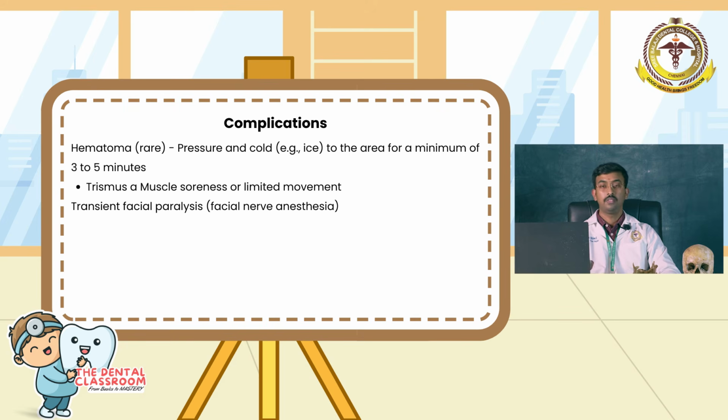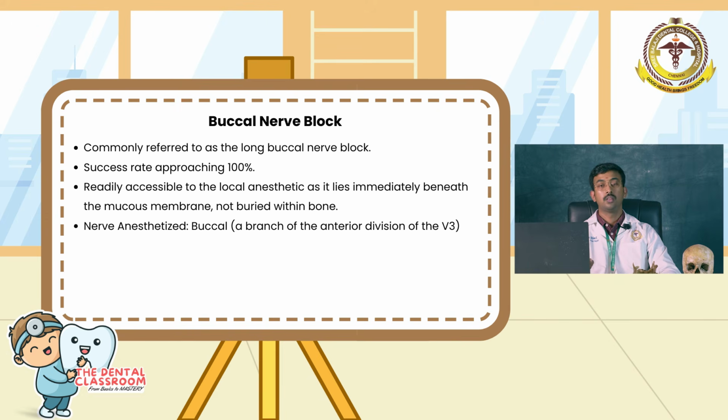So, when inferior alveolar nerve block is used for any procedures involving mandibular molars, it might need to be accompanied by another technique, which is our long buccal nerve block. So, let us discuss the long buccal nerve block, which is commonly referred to as buccal nerve block. The success rate approaches 100% because there are very few other important vital structures nearby.